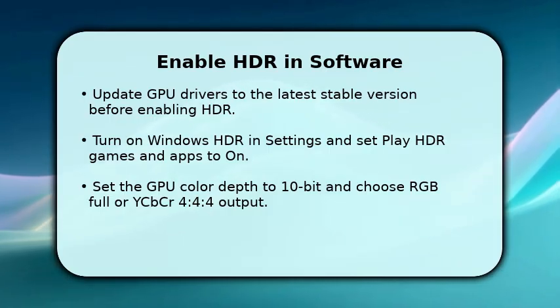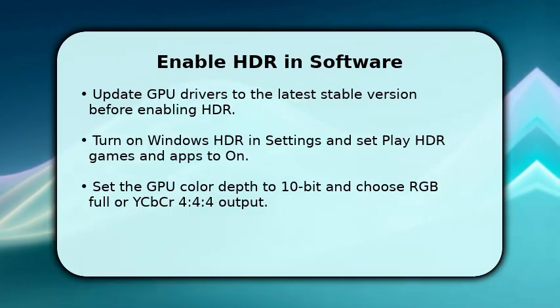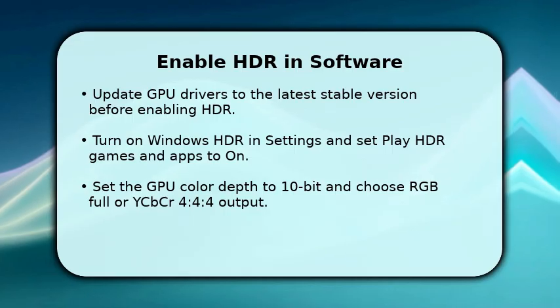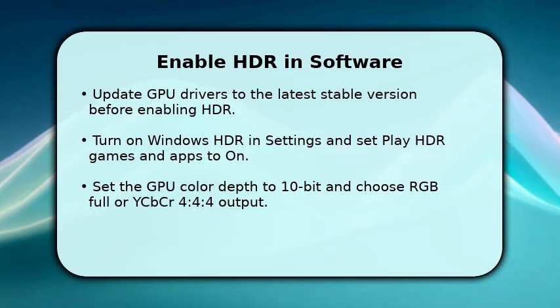Open Windows Settings, go to System, then Display, and turn on Use HDR. Set Play HDR games and apps to on and adjust the HDR brightness slider. In your GPU control panel, set the color depth to 10-bit if available.